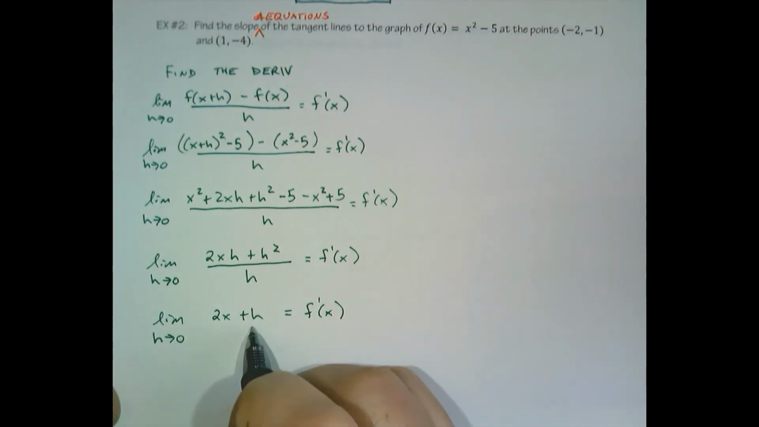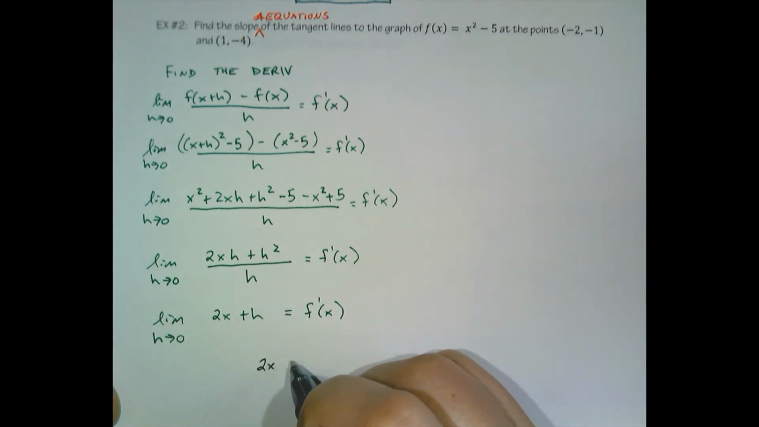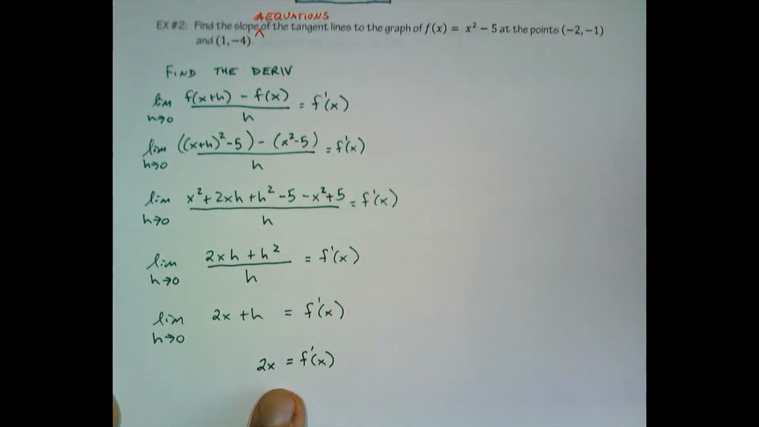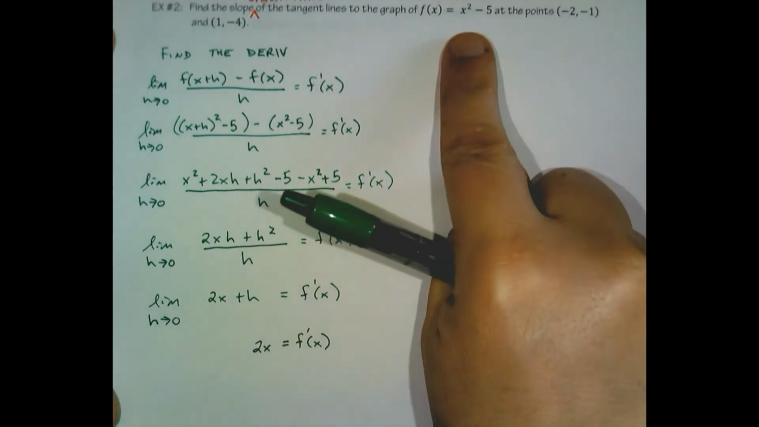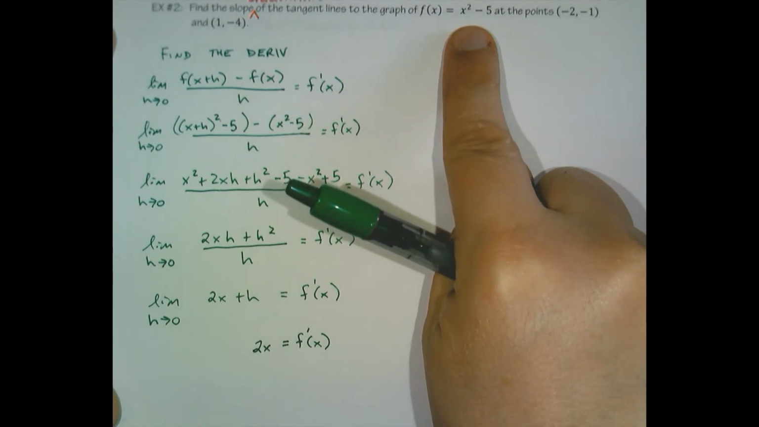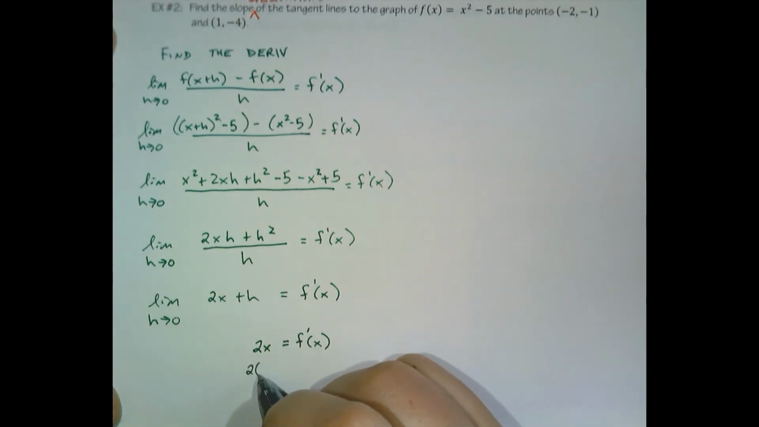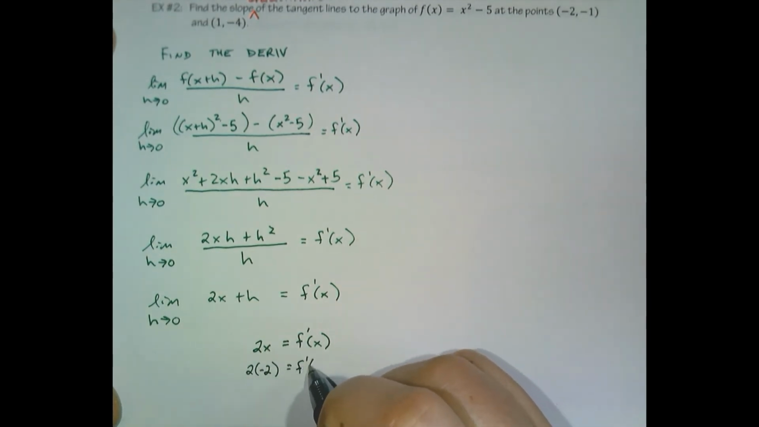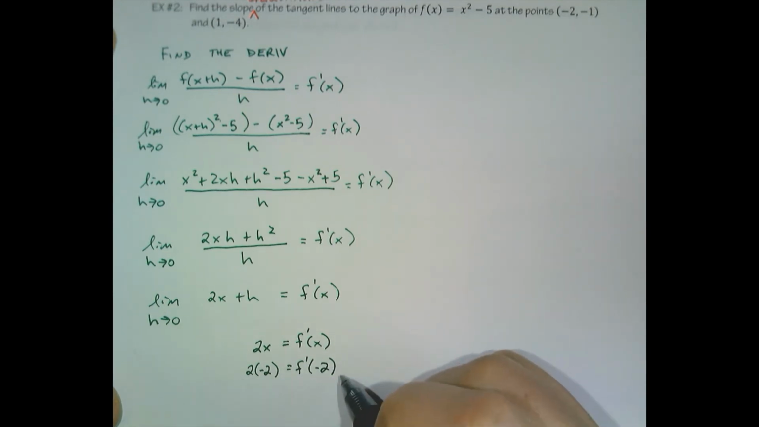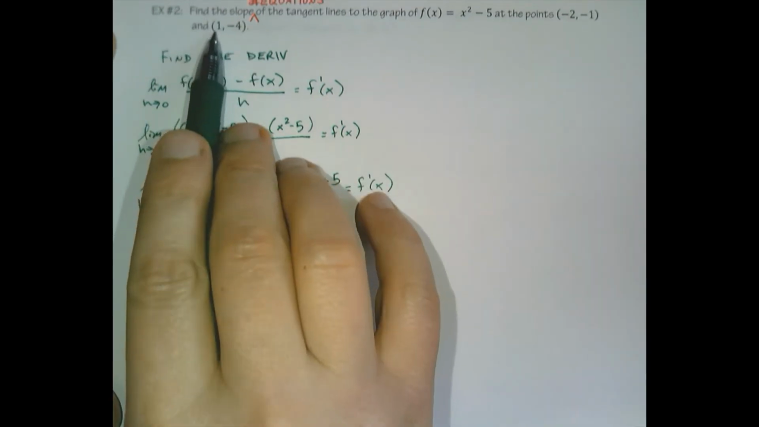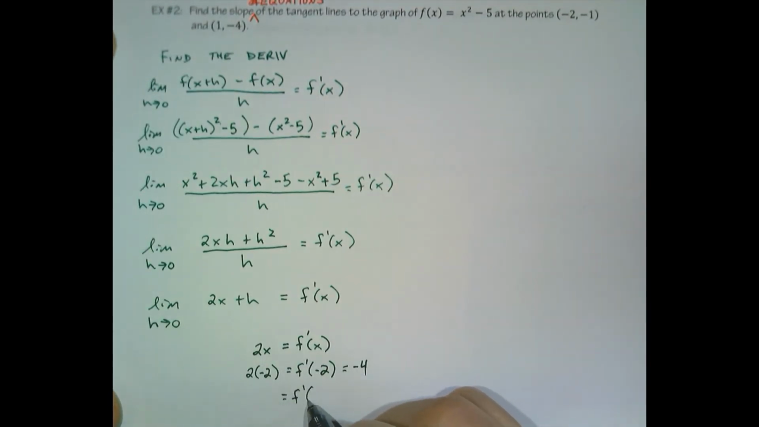And if I let h be 0 in this case, there is no divide by 0 error that comes up, so we are good. We now have the slope predicting function for this quadratic. If I want to know what is the slope at the point -2, all I would have to do is plug in -2, and I get an answer of -4. If I want to know what is the slope at 1, well, all I have to do is plug 1 in for x, and I get an answer of 2.